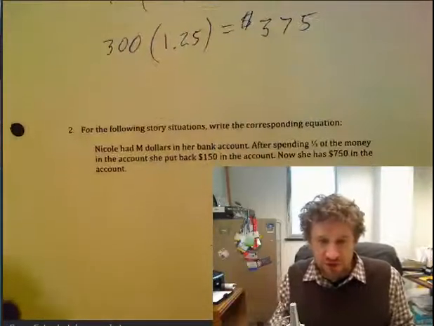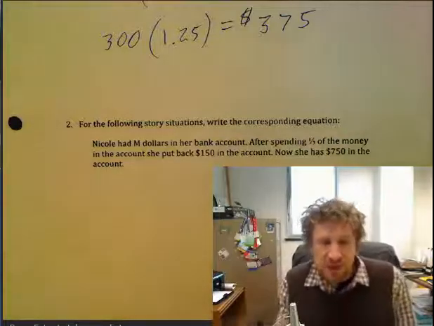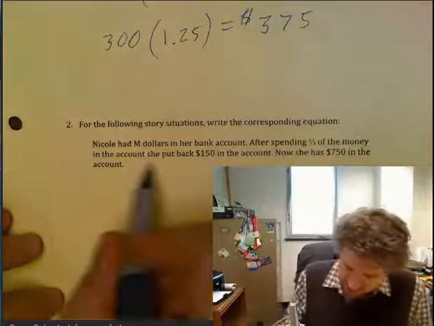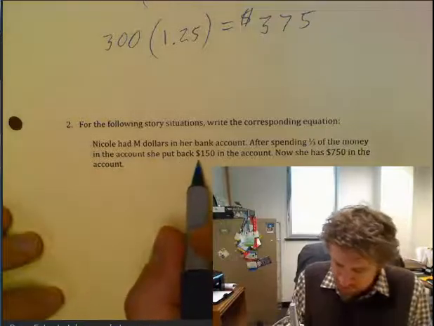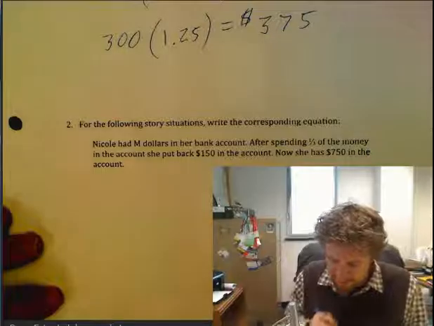Okay, so for number 2, we want to come up with an equation for this situation. So Nicole had M dollars in her bank account. After spending a third of the money, then she put back 150 in the account. Now she has 750 in the account.